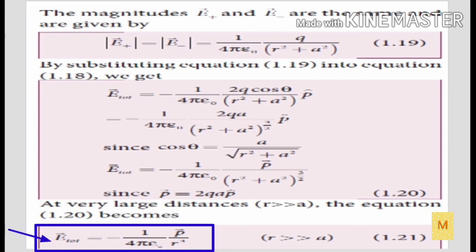This is the equation which helps to determine the electric field due to an electric dipole at any point in an equatorial plane.